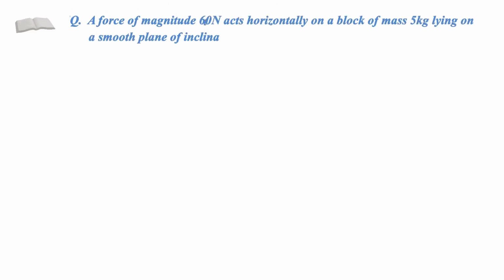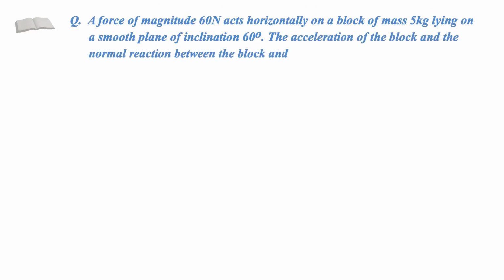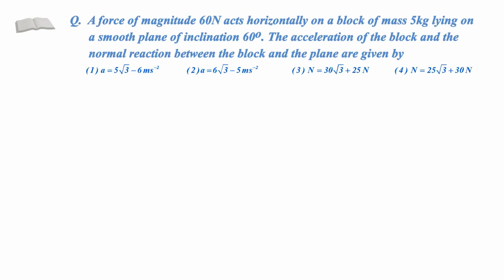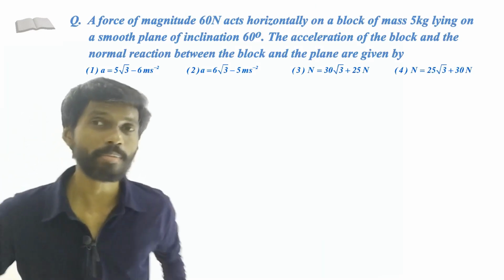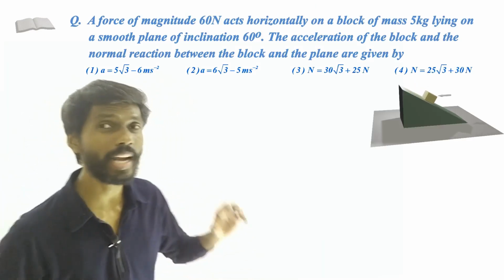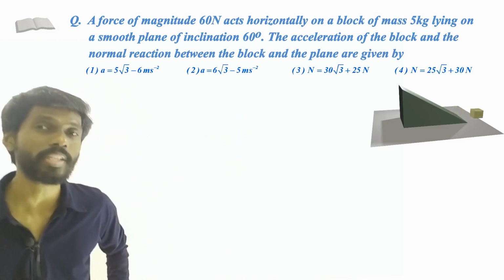A force of magnitude 60 Newton acts horizontally on a block of mass 5 kg lying on a smooth plane of inclination 60 degree. The acceleration of the block and the normal reaction between the block and the plane are given by. Here the block is placed not on the ground but on an inclined plane making some angle 60 degree with the horizontal, right?